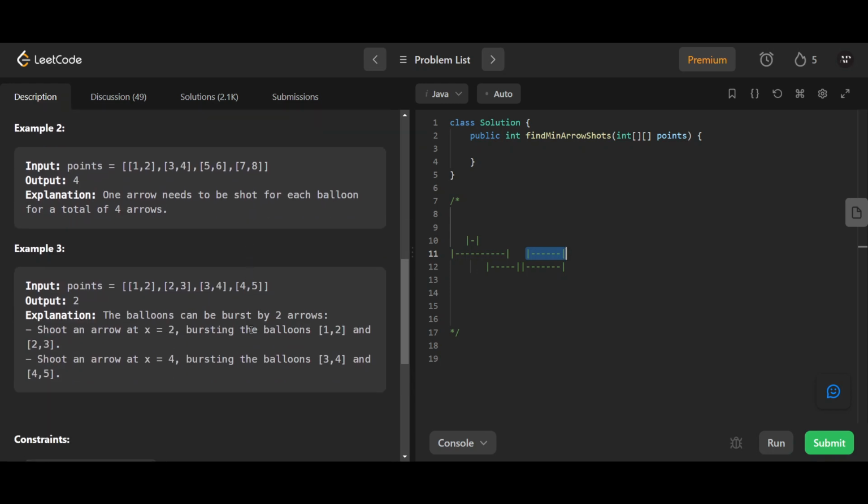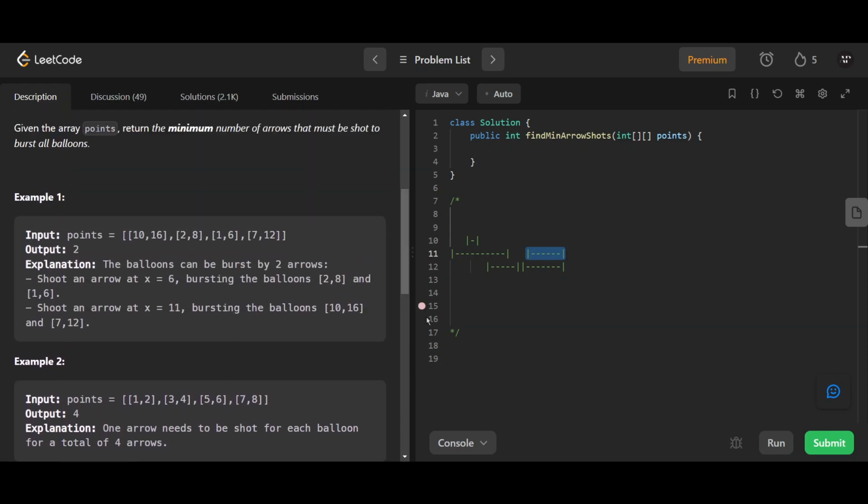So let's look at whether it works for different examples. There are three examples given to us. For the first example, let's sort by the start time. So the first would be 1 to 6, the second is 2 to 8, the third would be 7 to 12, and the fourth would be 10 to 16. All right. So 1 to 6 is fine, so I definitely need one arrow. Now 2 to 8 intersects with this, so still one arrow. 7 to 12 also intersects, so still one arrow. And 10 to 16, yeah, okay.